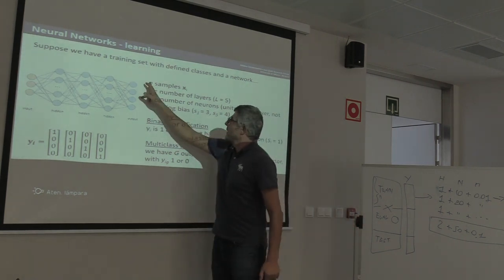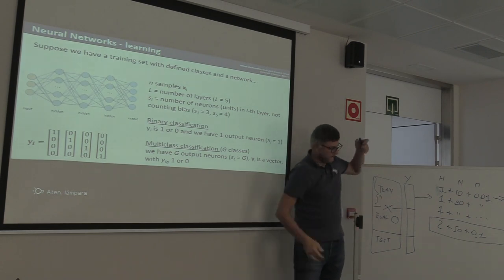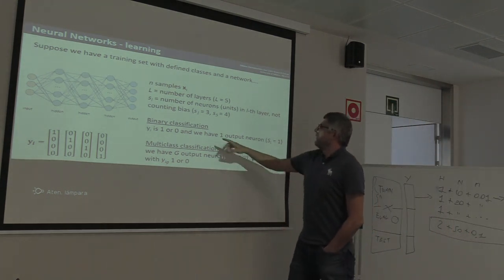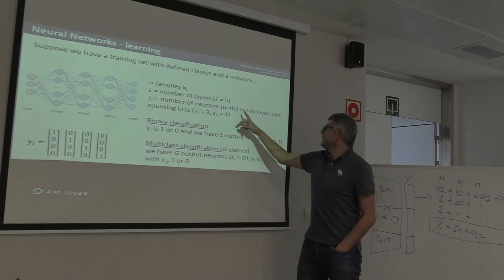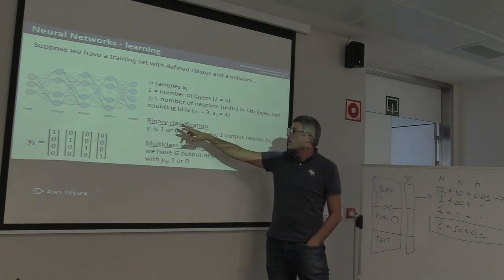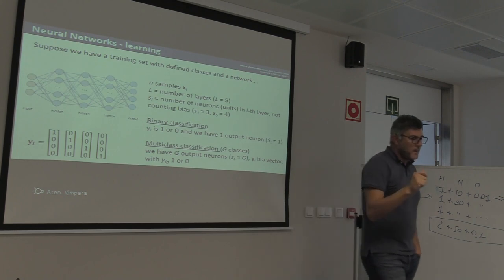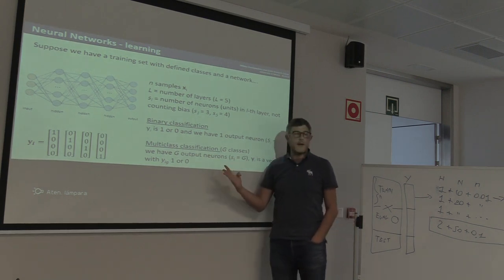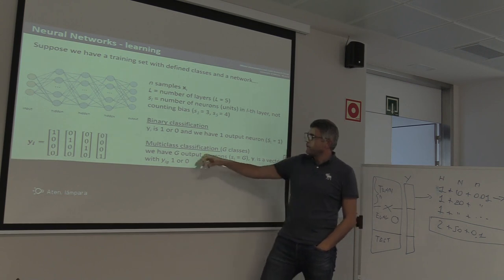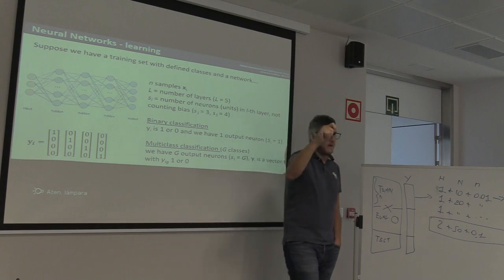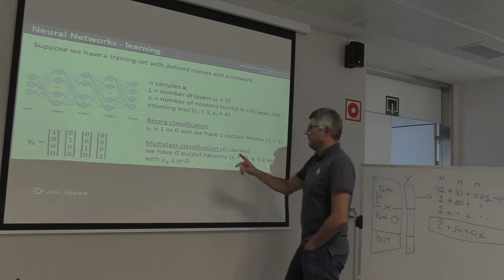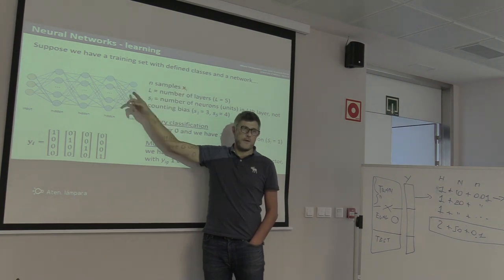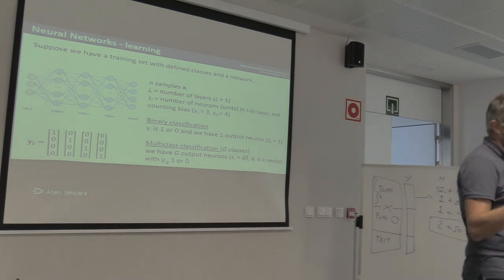So these are the number of samples we use to train. Layers. This is the number of neurons in each layer. Then we say that if we have a multi-class problem, let's say we have 4 classes, then we have 4 neurons in the output layer, 1 for each class. If we have a binary classification, we just need not 2 but 1 neuron, because it's 1, 0. So we can just use 1 neuron in the output layer.